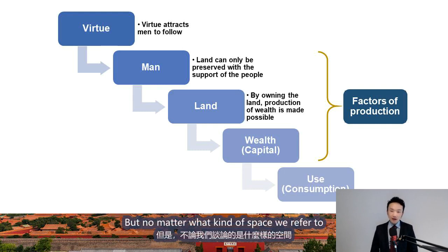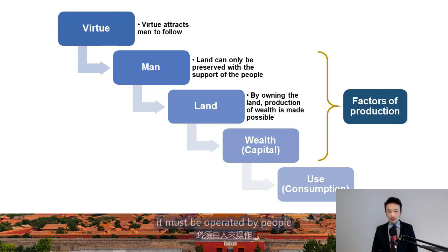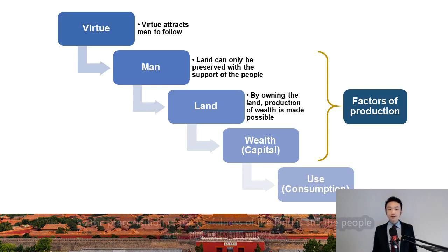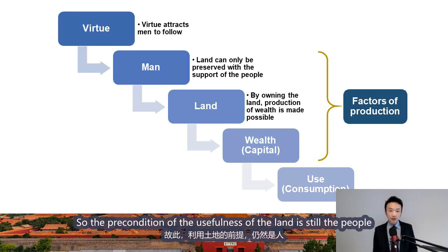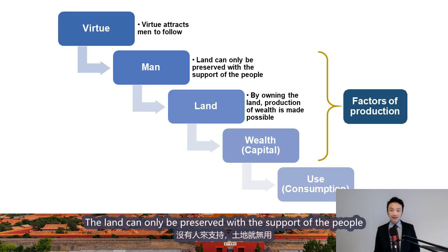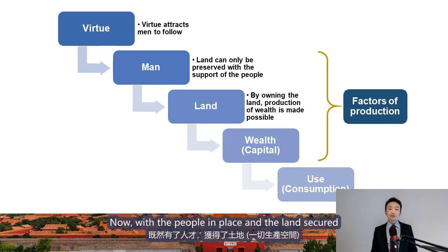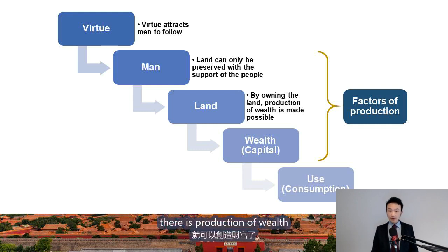But no matter what kind of space we refer to, it must be operated by people. Even the robots must be first programmed by human beings. So the precondition of the usefulness of the land is still the people. So the land can only be preserved with the support of the people. That's the idea. Now, with the people in place and the land secured, there is production of wealth.